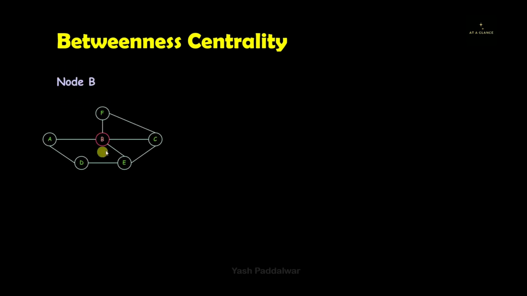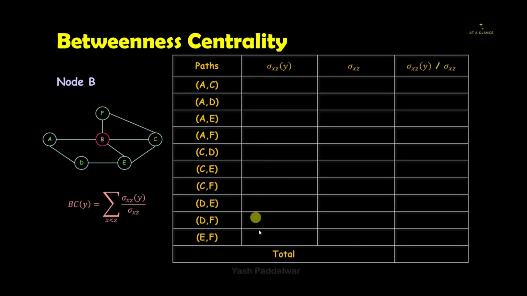So the next node is node B. So now we'll have to consider node B to find out the betweenness centrality using this particular formula. Again, we'll have to construct the table. Now this time you'll have to change the paths because the node has got changed. Without node B, how many total paths you can write, you will have to write inside the table. Always try to write it in alphabetical order to avoid any mistakes.